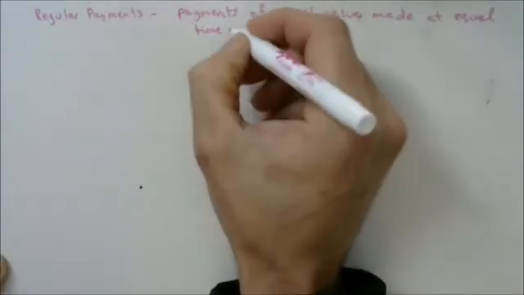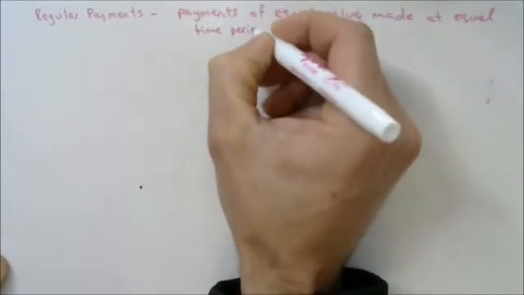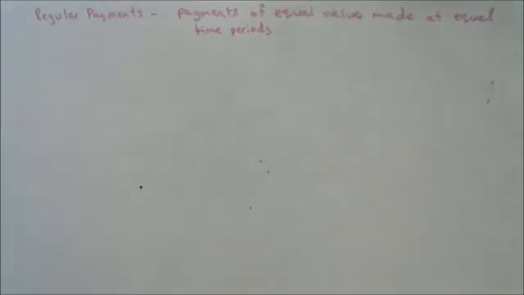Payments of equal value made at equal time periods, and this applies to both an investment where you're investing more at regular payments, or when you're paying off a loan. You might make those payments at regular intervals. Now, whatever you still owe is going to accumulate greater interest, but what you've paid off no longer accumulates interest. So it's a great way to pay off a loan.